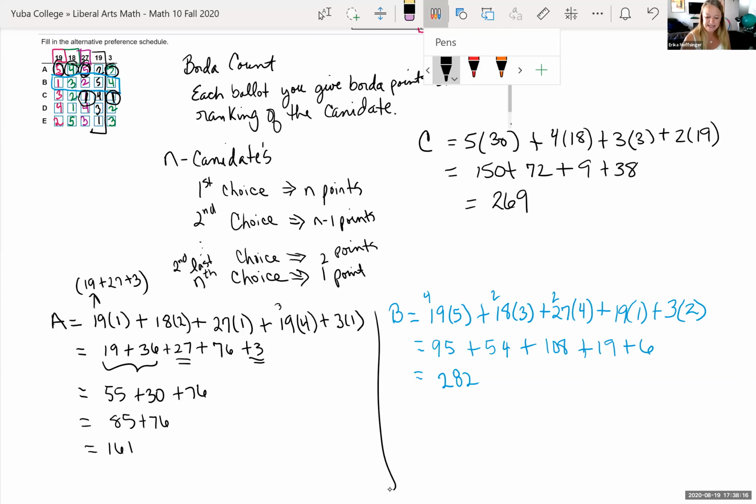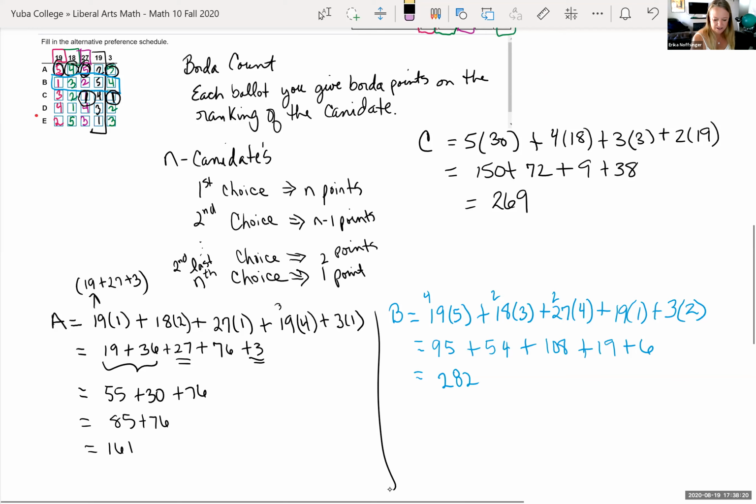Okay, so D. Let's put D here. So they do have first place, so that's 5 points. And first place was right here, and that was 18 people. Second choice, there are 3 people that give them their second preference. And so that is 4 points times 3.